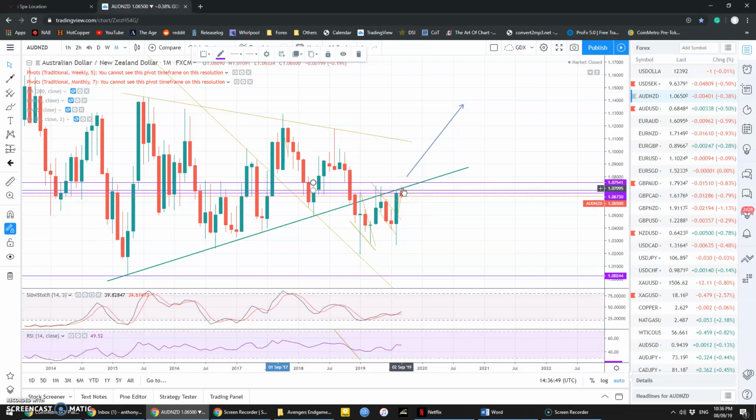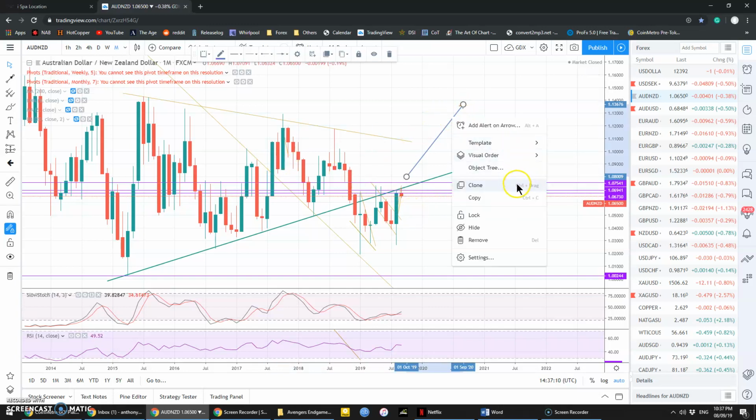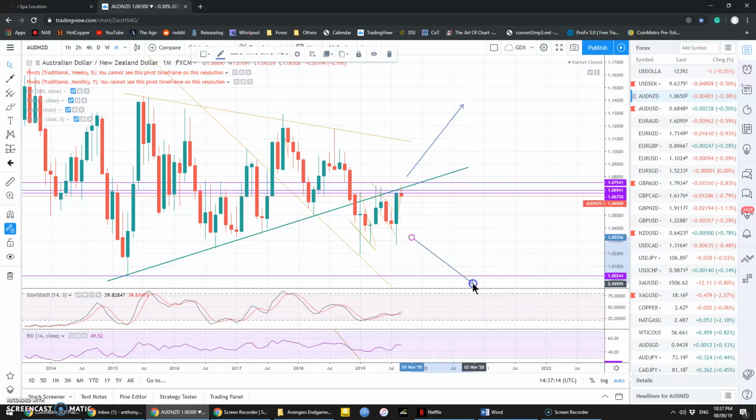And a lot of downside. I still would like to see this low tested, and we haven't done that yet. We tagged just above it, but I would like to see $1 tested, and my lean is that we will test it. So I'm putting this trade at a 70-30% probability. 70% is my lean to the downside, and I want to see this low tested.